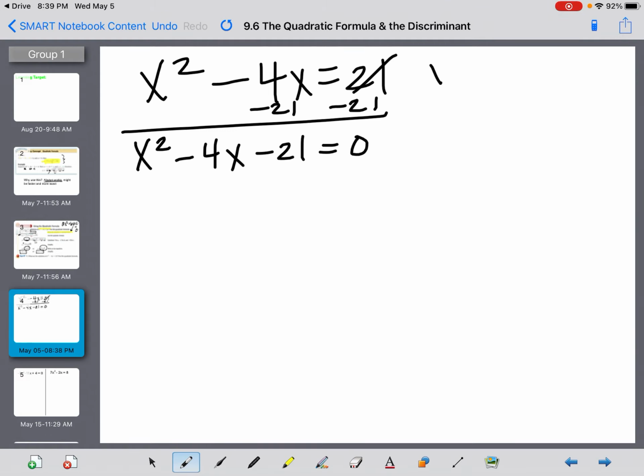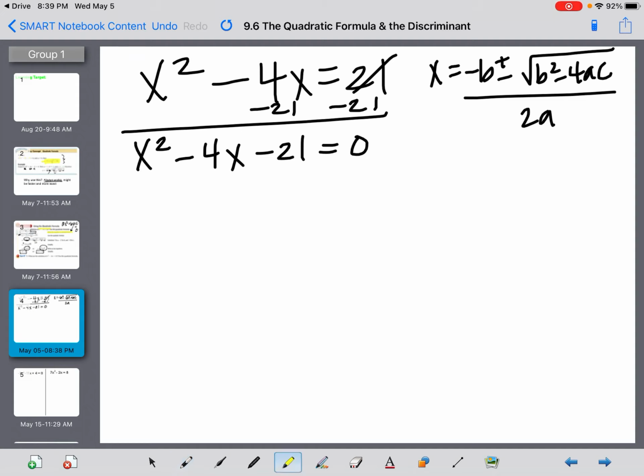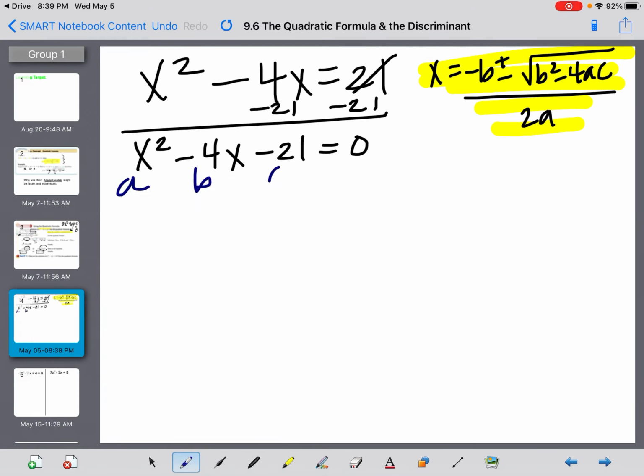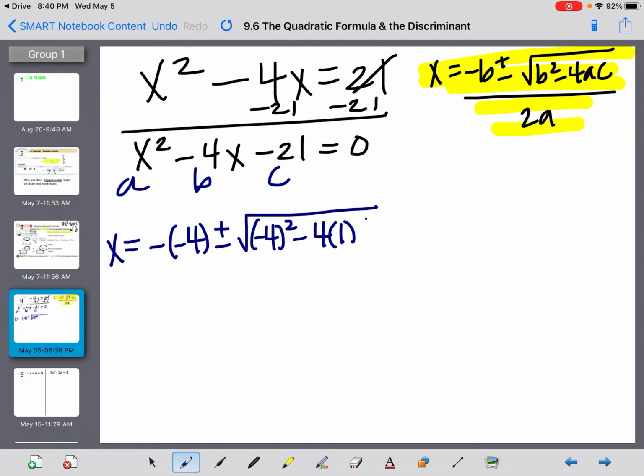Now I can use that quadratic formula. I'm going to write it over here just so you remember. x equals negative b plus or minus the square root of b squared minus 4 times a times c, all over 2 times a. We're just going to leave that off to the side here. Remember that this is our a, our b, and our c. So when I plug this in, I will have x equals negative negative 4 plus or minus the square root of negative 4 squared minus 4 times a times c, all over 2 times a.